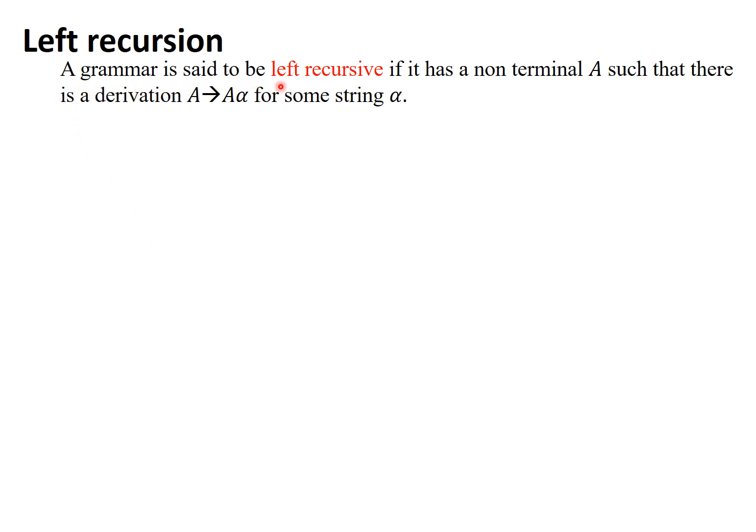A grammar is said to be left recursive if it has a non-terminal A such that there is a derivation A gives A alpha for some string alpha. Let us understand the definition of left recursive. Try to understand: in any grammar, if the right hand side and left hand side start with the same non-terminal symbol, then such a grammar has left recursion. Okay, so then see how to eliminate left recursion for the given grammar. There is some procedure.